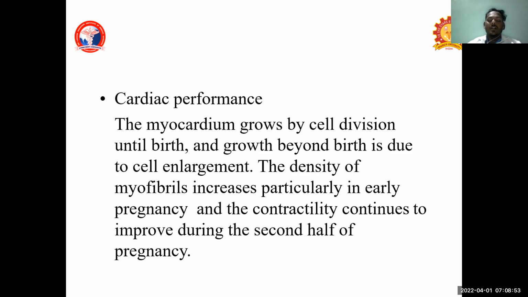Cardiac performance. Myocardium grows by cell division until birth, and the growth beyond birth is due to cell enlargement. The density of myofibrils increases particularly in early pregnancy, and contractility continues to improve during the second half of the pregnancy.